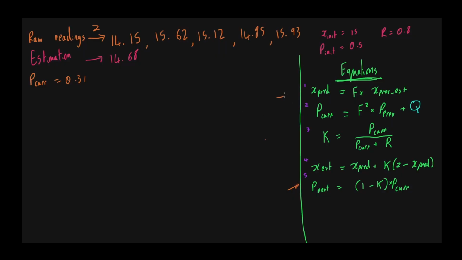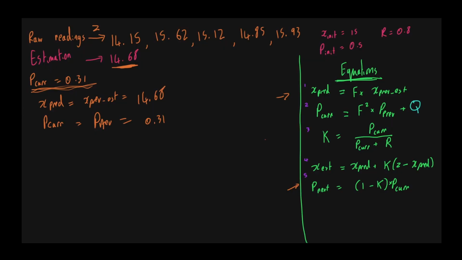So again, we got to do X predicted, and that was X predicted equals X previous estimate. And again, what's our last prediction? So we've done our initialization step, which was the last step, and now we have our X predicted. This is now our X predicted, 14.68. Now P current equals F squared. Remember, it's a constant model, so just P previous. And then what does our P previous equal? Well, 0.31. So this is the P we calculated in the last one.